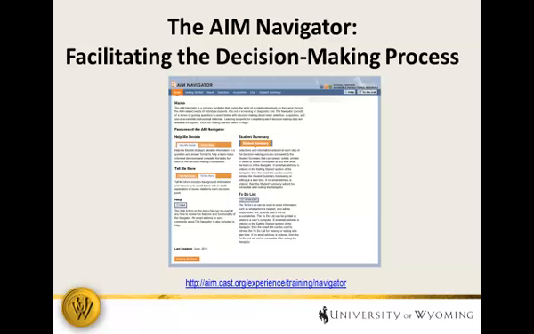The AIM Navigator also includes an optional running to-do list that the team can use as they go through the AIM Navigator to create a list of actions that need to be taken and determine who will be responsible for each action. Also, based on the student's IEP and accompanying information, the AIM Navigator can direct the IEP teams to resources for the acquisition of specialized formats. The AIM Navigator is available on the AIM Center website at aim.cas.org/experience/training/navigator. You can follow the link in the slide.